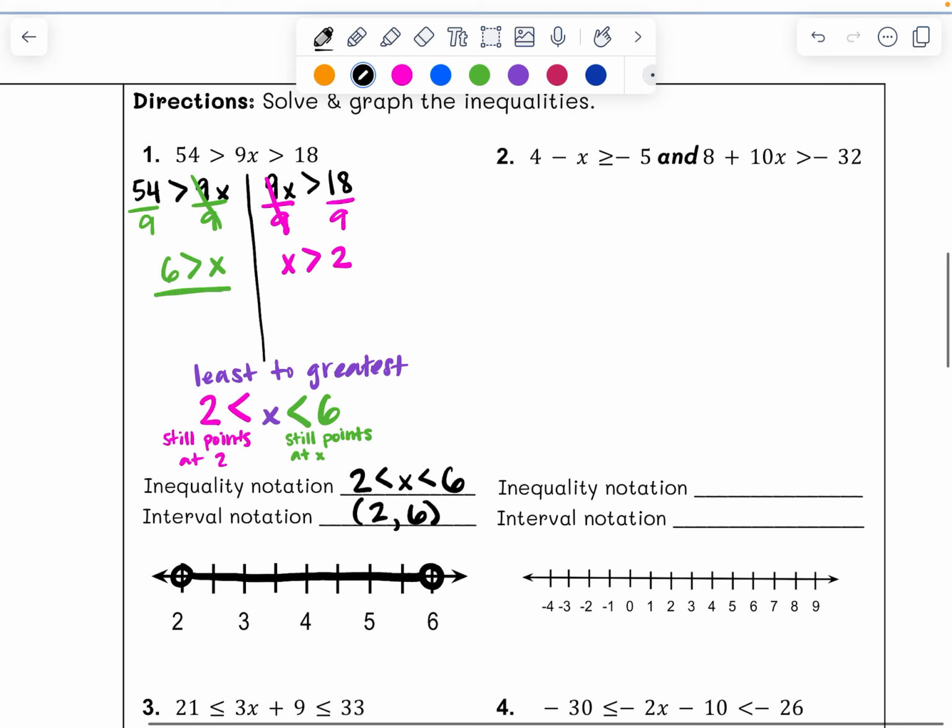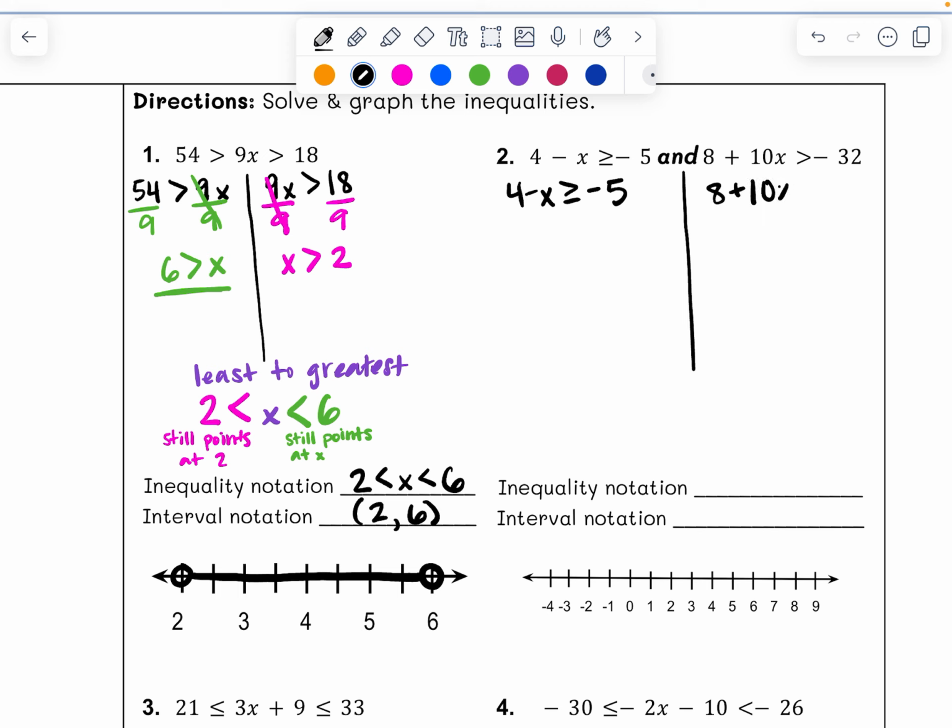Number 2. This one is written differently. It doesn't have 3 terms with inequality symbols between them. It says 4 minus x is greater than or equal to -5, and 8 plus 10x is greater than -32. So I do this the same way, where I'm going to solve each inequality separately. 4 minus x is greater than or equal to -5. 8 plus 10x is greater than -32. I just copied those down. Now I can solve this.